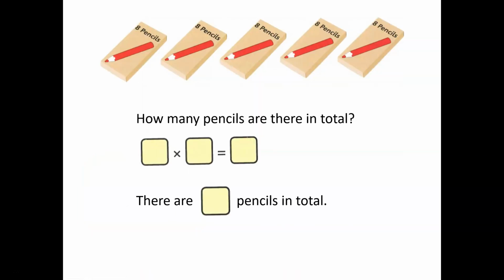Here's a quick challenge for you. Pause the video to calculate how many pencils there are in total. We can see that there are 8 pencils in each box or group, and there are 5 groups. So altogether, there are 40 pencils.